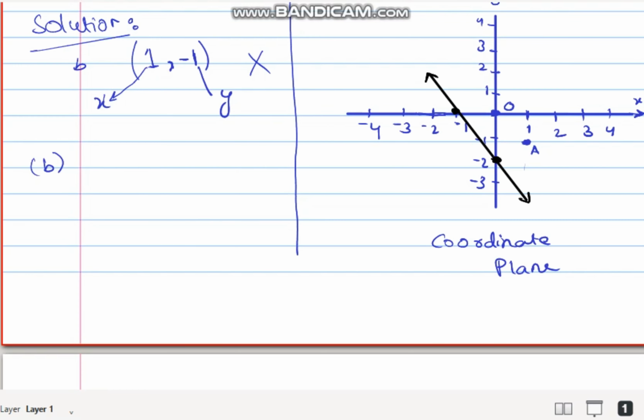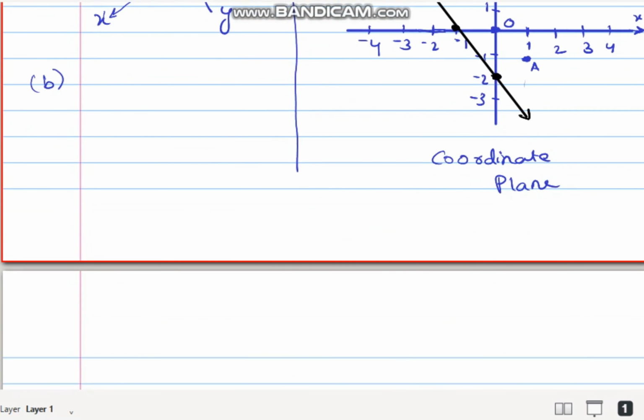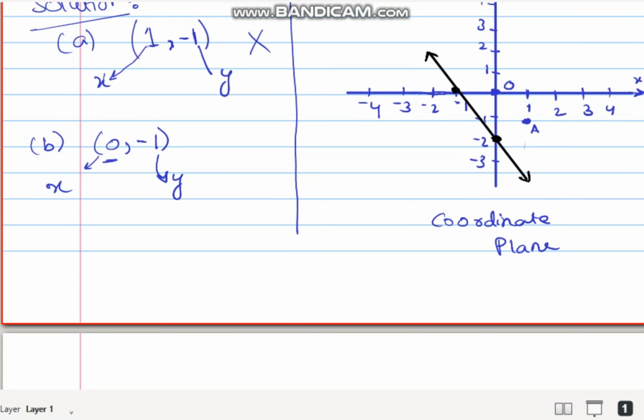B point is given to us, and b point is 0 and minus 1. What is x here? X is 0. And what is y here? Y is minus 1. Dear student, please plot this point first of all. How can you plot the point? You know this in a very good way. It is a very easy thing. No need to be afraid of this.